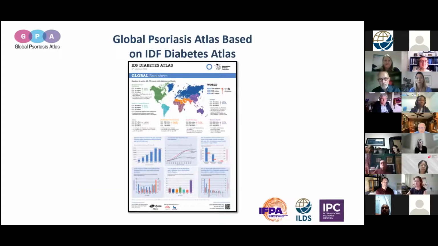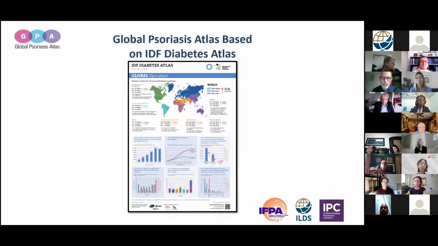Okay, so an atlas nowadays is not a big book that sits on your coffee table. It's actually an interactive website. And the one that has been recommended to us, and which we were very taken with, is that developed by the International Diabetes Federation about 20 years ago now. We actually met with them in Stockholm in 2014. And this is an example of what they've produced.